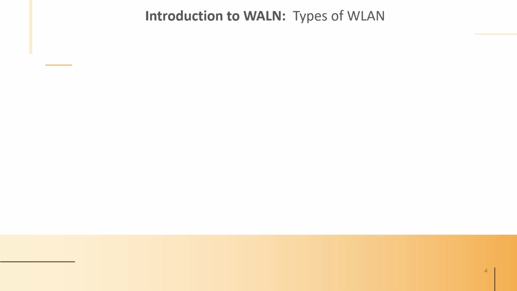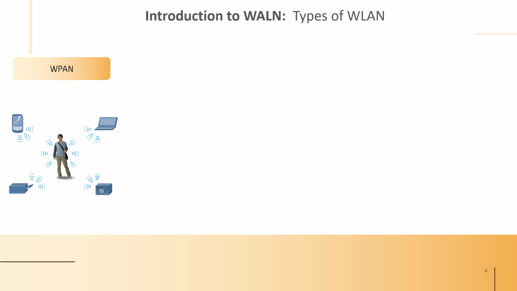four main types. We have the wireless personal area network, which uses low power transmitters for a short range network, usually 20 to 30 feet or 6 to 9 meters. Bluetooth and Zigbee devices are commonly used in wireless personal area networks. Wireless personal area networks are based on the 802.15 standard and they have a 2.4 gigahertz radio frequency.